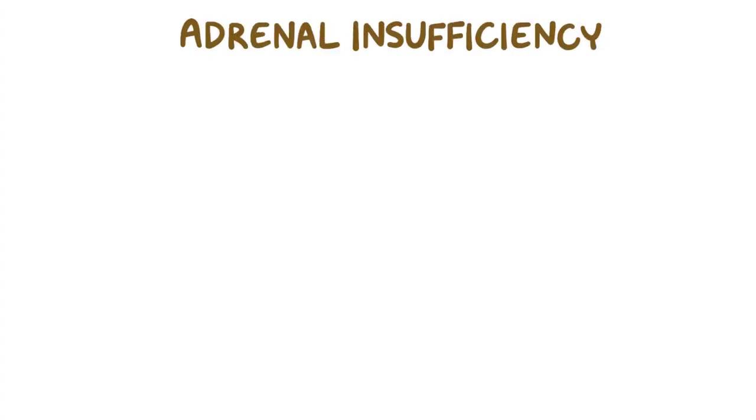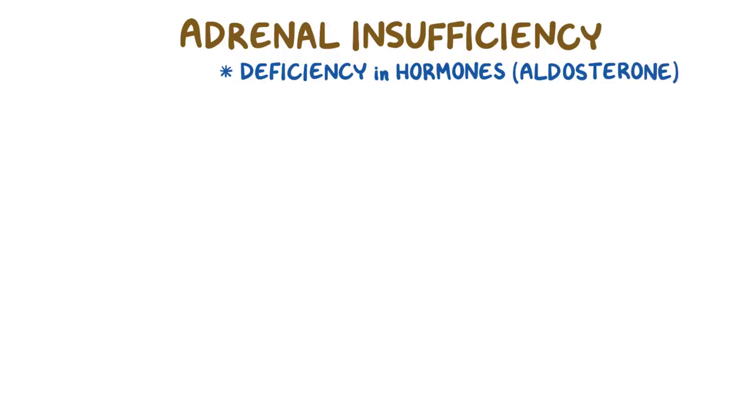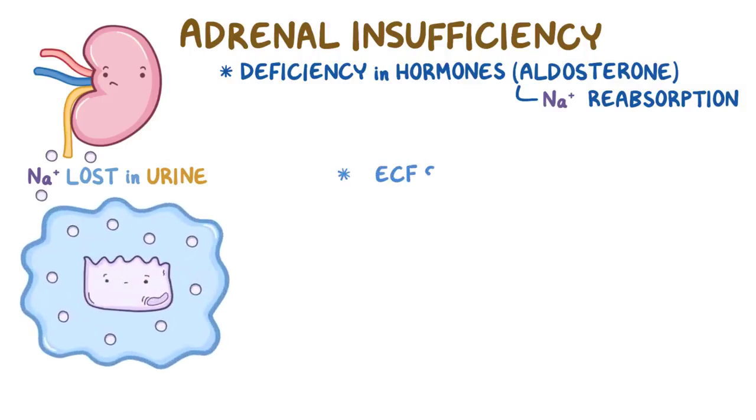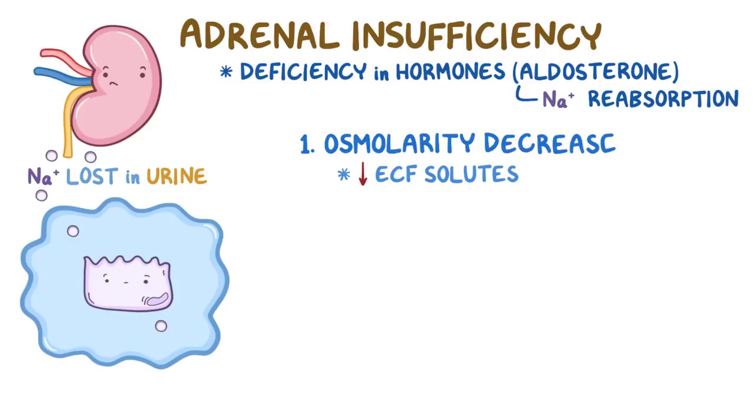The third situation is someone with adrenal insufficiency, where there's a deficiency in several hormones including aldosterone. Aldosterone plays a huge role in sodium reabsorption in the kidneys. So in adrenal insufficiency, excess sodium is lost in the urine. Since sodium, a major component of extracellular fluid, is lost, the extracellular fluid osmolarity decreases.